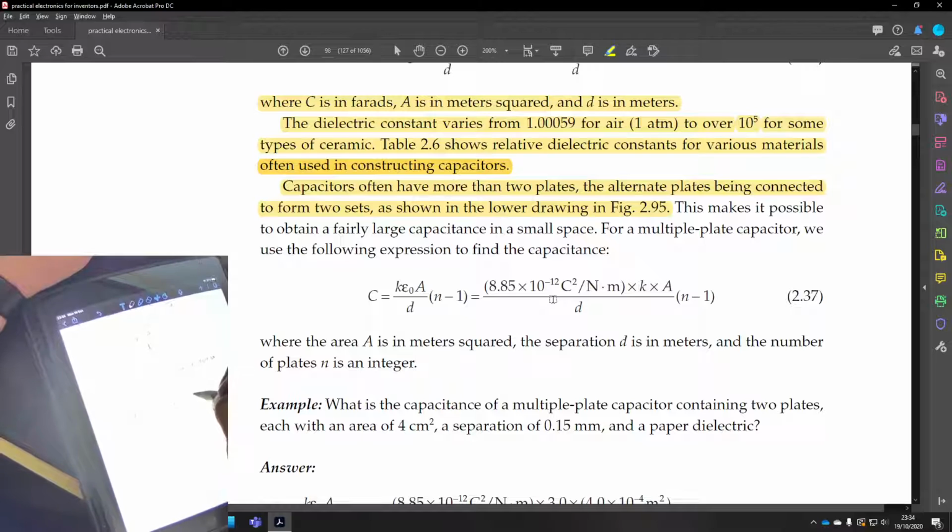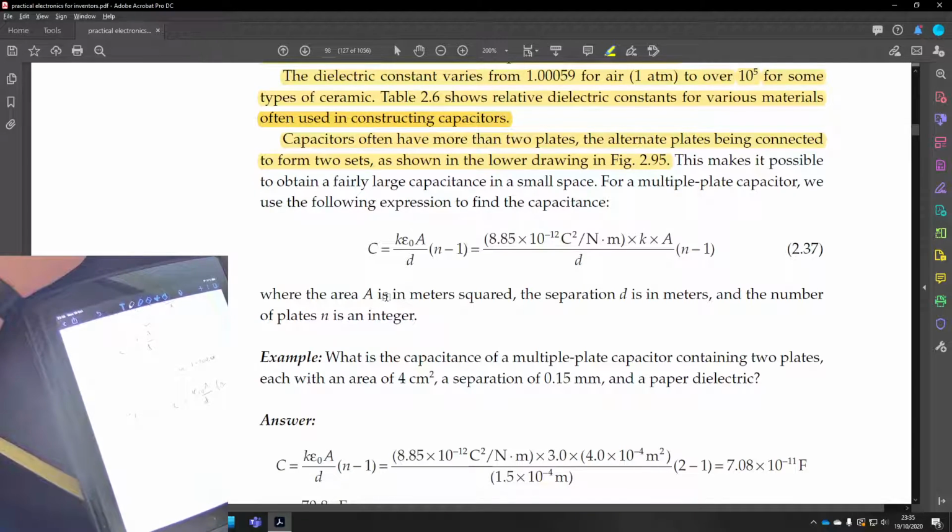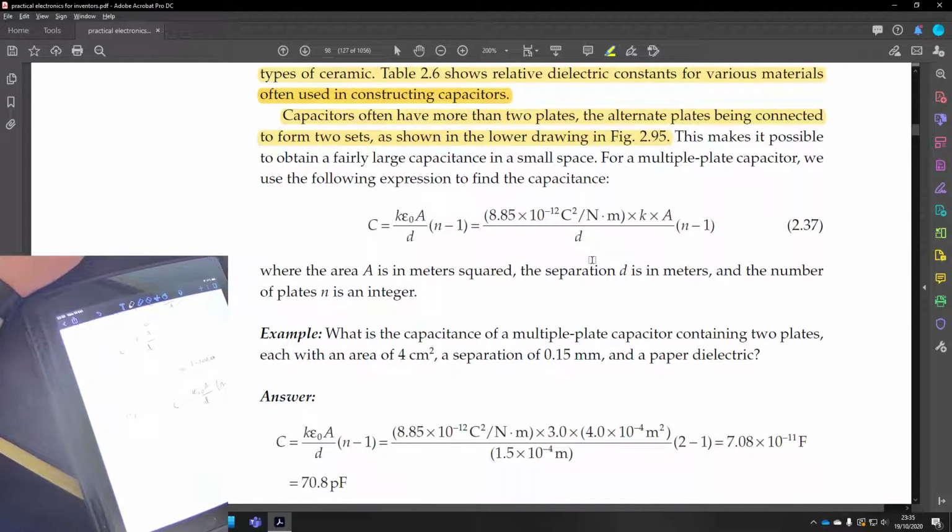Anyway, what happened to whizzing through it? I talk too much. Dielectric. What's K again? Dielectric constant. And then that's times by epsilon 0. And then that's times by the area, all of that divided by the distance between them. And then that's times by the number of sheets minus 1. Got it. Where the area is in meters squared, the separation D is in meters, and the number of plates N is an integer. So N is equal to number of plates. That's fairly obvious, but I'll try that anyway.